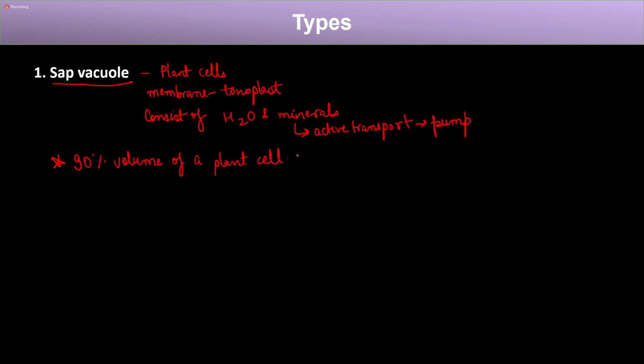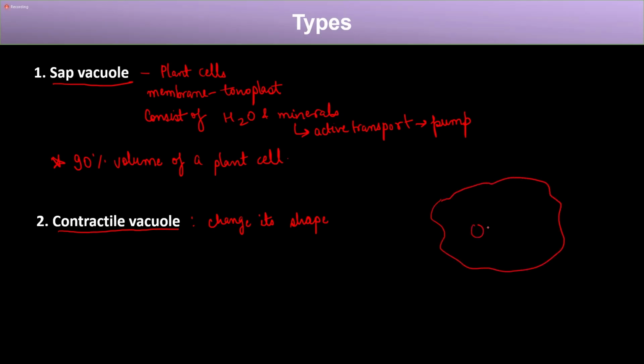Now, the next type of vacuole is the contractile vacuole. As the name suggests, it has contractile, that is contraction, so this vacuole can change its shape. Now, what is the function of a contractile vacuole? For that, let's take an example of a unicellular organism, amoeba. The amoeba is found in fresh water, so it has water around it.